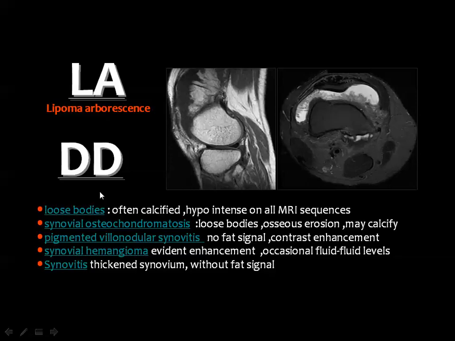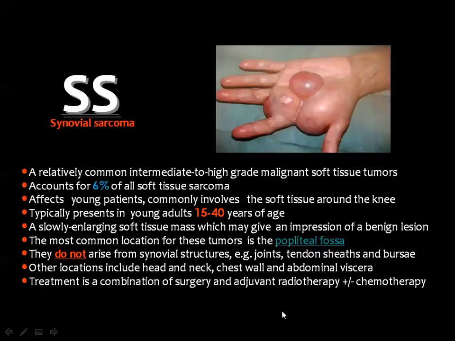Lipoma arborescens can sometimes simulate loose bodies, synovial osteochondromatosis, pigmented villonodular synovitis, synovial hemangioma, and just synovitis due to any cause of inflammation. When we come to one of the important lesions, which is the synovial sarcoma, synovial sarcoma is a common intermediate to high-grade malignant soft tissue tumor. It accounts for 6% of all soft tissue sarcomas.